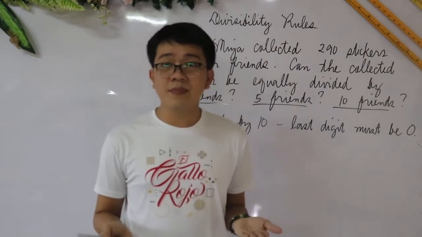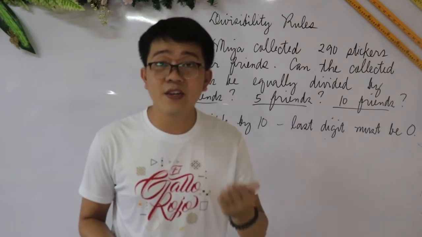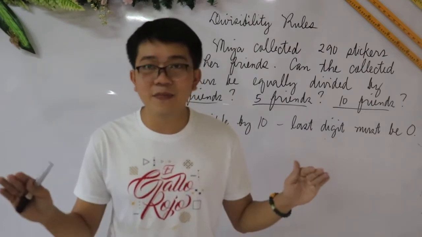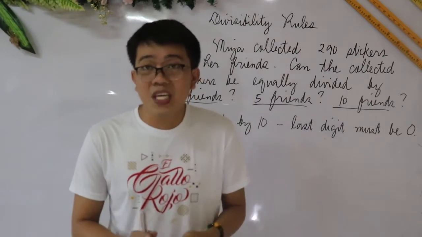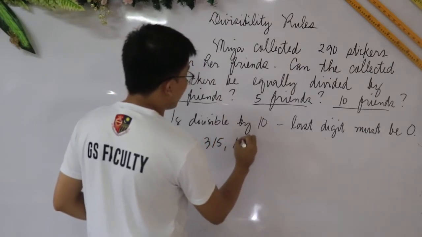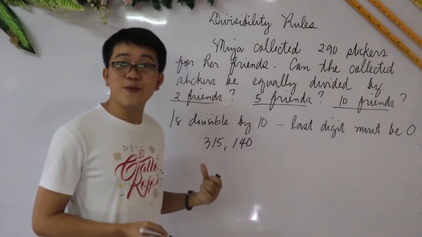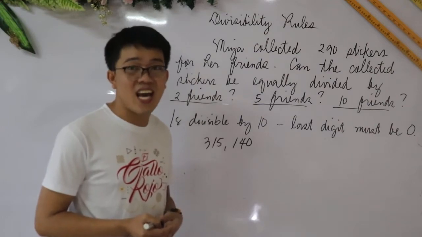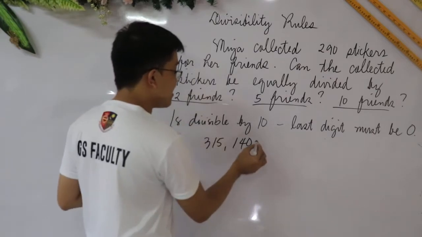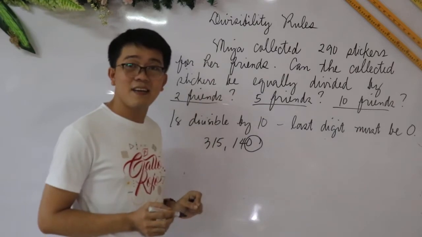Now, according to the divisibility rule number 10, a number is divisible by 10 if it ends with 0. I know that you already have in your mind a lot of numbers that end with 0. But I have to give my example. I have here 315,140. This number is so big, right? And if you're gonna divide it by 10, it will take you so much time. But with the divisibility rule number 10, you just have to check the last digit. And if it's 0, then it must be divisible by 10.